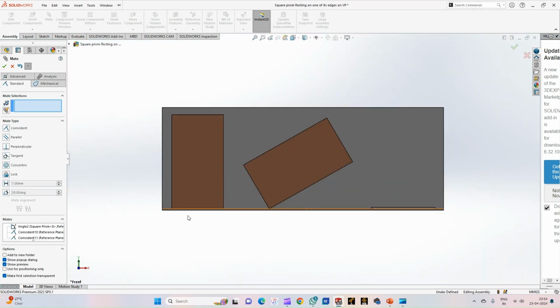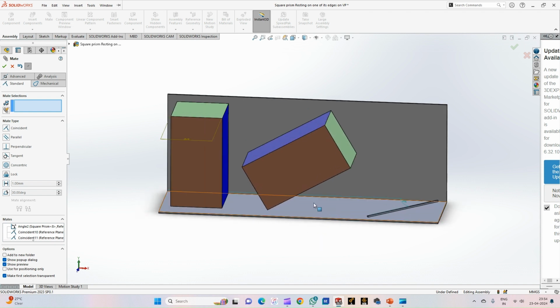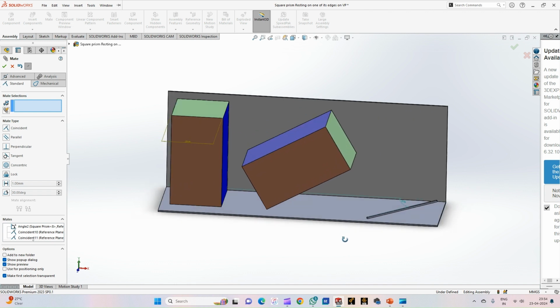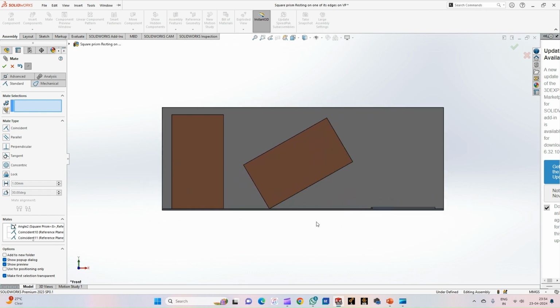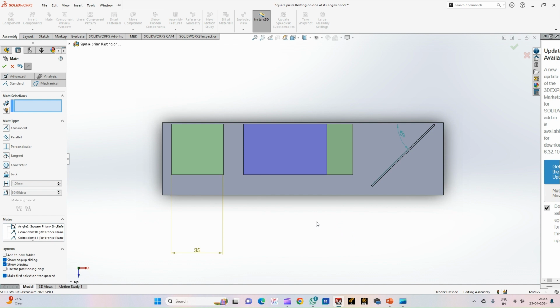So now we'll have a view of the square prism which is having one of its axes inclined to the horizontal plane at an angle of 30 degrees, correct? So now this is the second position. This is the front view of the second position, and next this is the top view of the second position. You can just see that this is the top view.